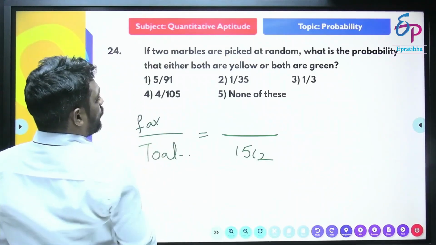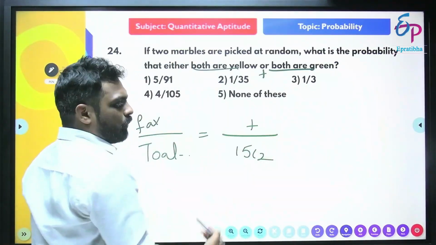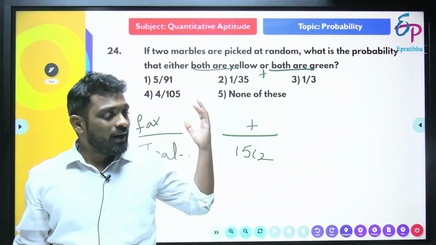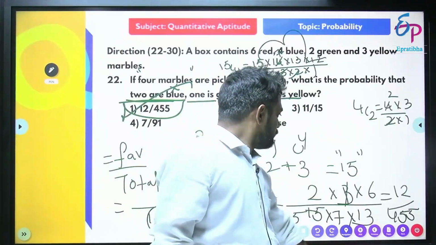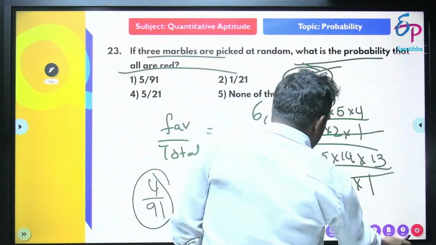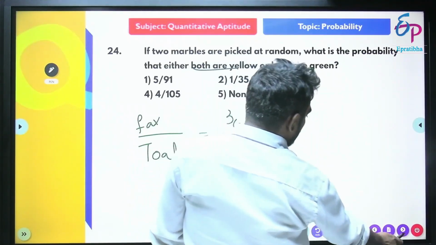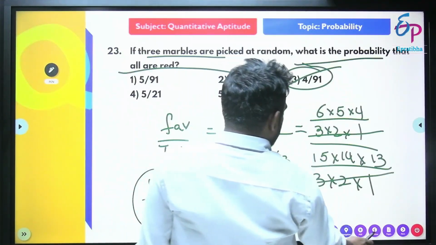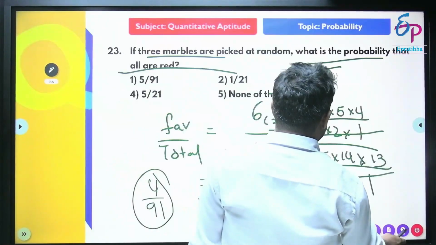Favorable outcomes we have to know. Both are yellow or both are green. Both are yellow. Two marbles are yellow. Both means two. Two we have picked, right? From those two, two are yellow or two are green. Two are yellow. From three yellow, we have to pick two yellow. Where exactly the green? Green are two, means from two we have to pick two greens.